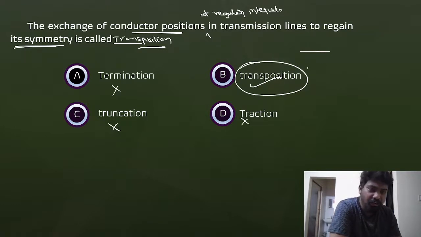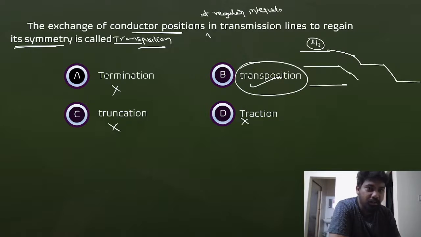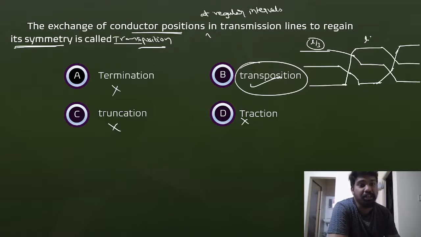Transposition. Generally, for conductors, we will be displacing after every 1/3 of length. We will be displacing the conductor like this. Like this, we will be doing. Then we will be bringing here. Then we will get here. Like this, we will be displacing the conductor after every 1/3 of the length in order to equalize the flux distribution, non-uniform flux distribution.